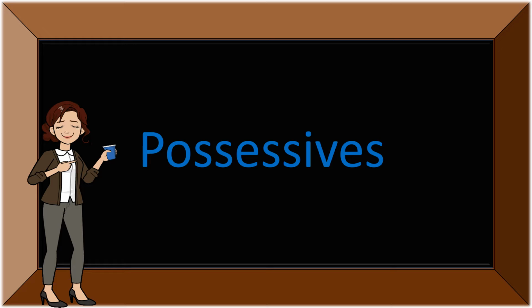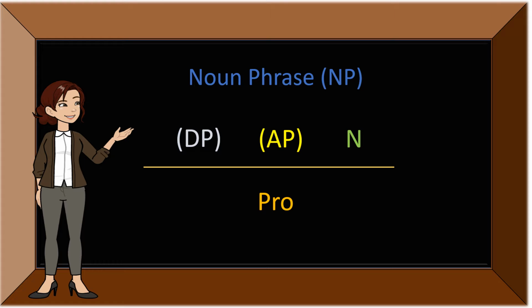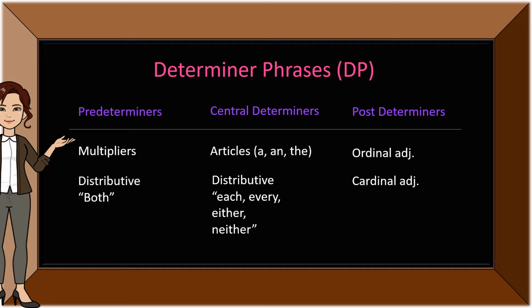And of course, we'll do a quick review before we talk about possessives today. We know a noun phrase can be introduced by a determiner phrase. We know the determiner phrase has three positions: predeterminers, central determiners, and post-determiners. Multipliers and the distributive determiner both are in the predeterminer position. Articles a, and the, and the distributive determiners each, every, either, and neither are in the central determiner position. Ordinal adjectives and cardinal adjectives are in the post-determiner position.